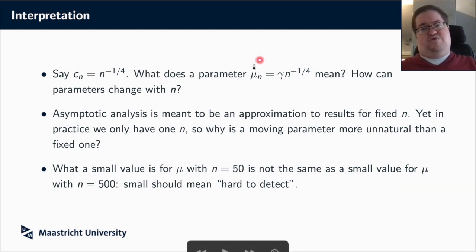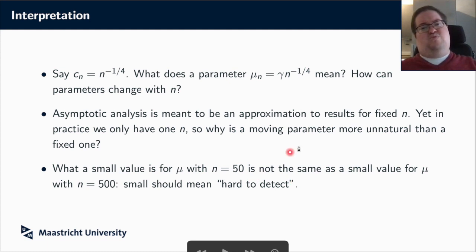But which value we should take for that mu depends on the size of your sample. So if you have 50 observations, then larger values of mu are already hard to detect. If you have 500 observations, that same value of mu that you used for n equal to 50 would be easy to detect. But there is another value, a smaller one, that still is hard to detect.